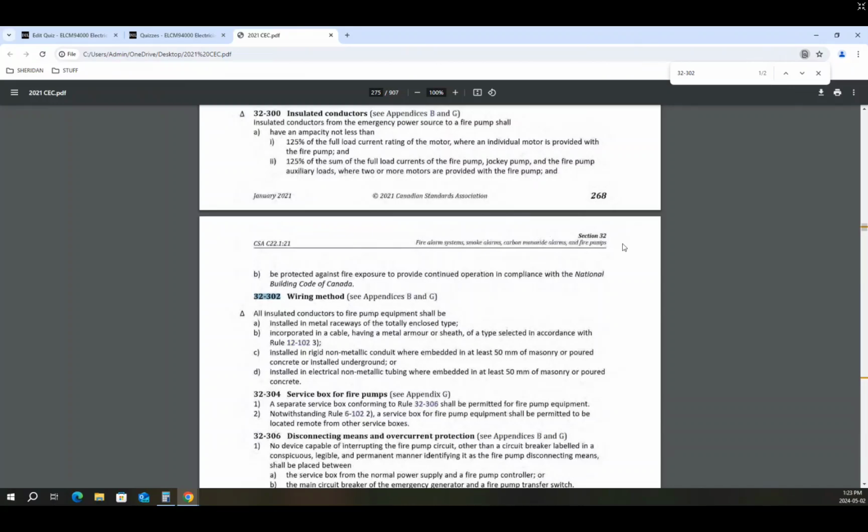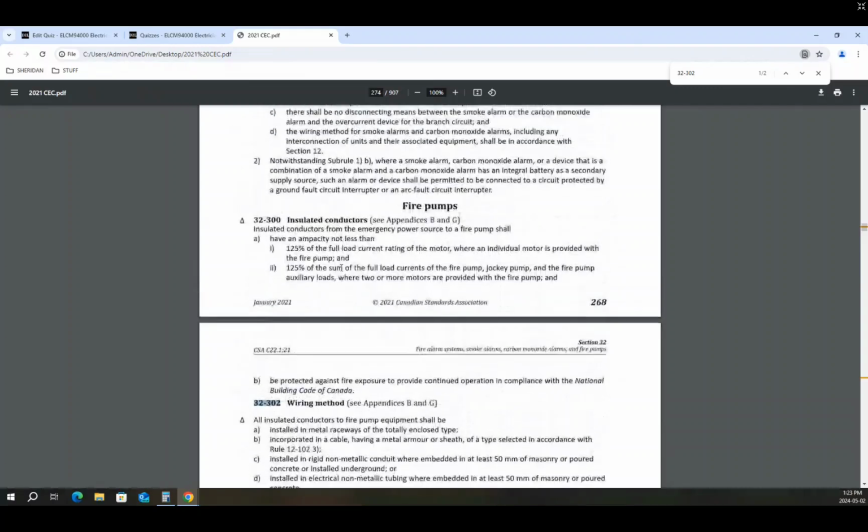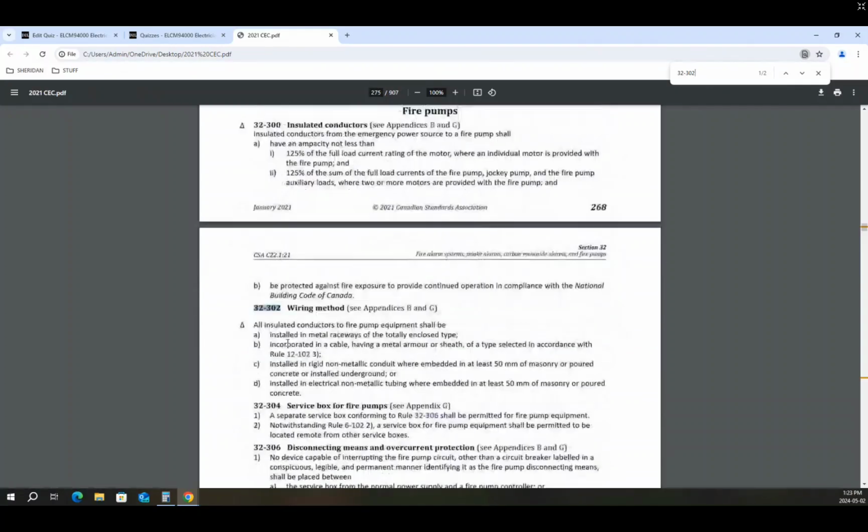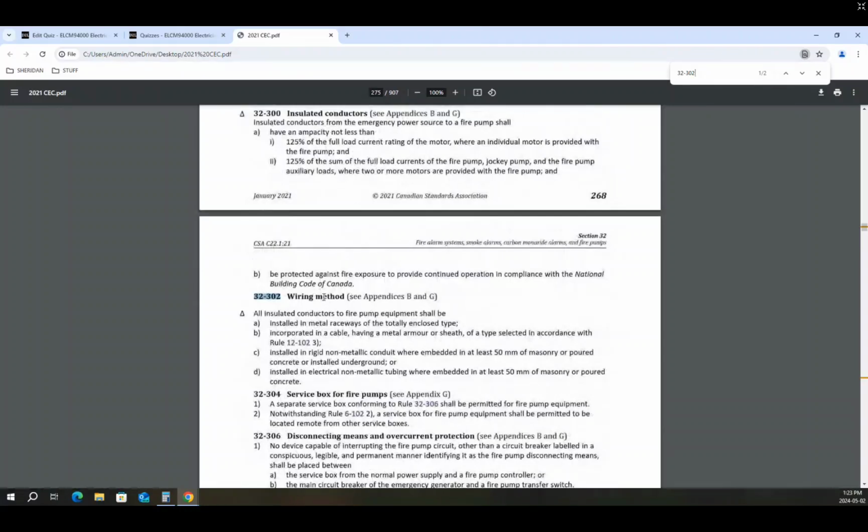So 32 is fire alarm, smoke, etc. Section 300 is fire pumps, and 302, we're under fire pumps. 302 is wiring method.